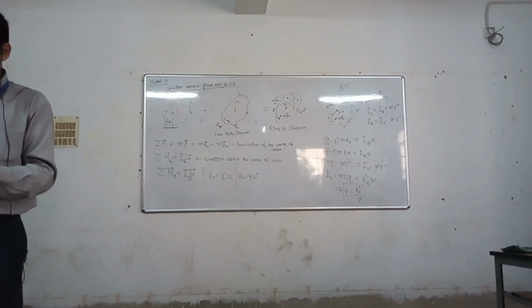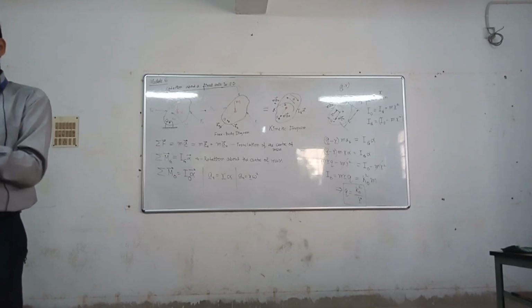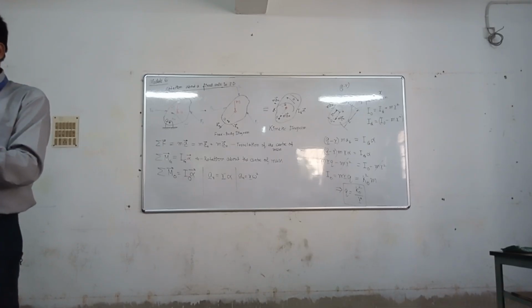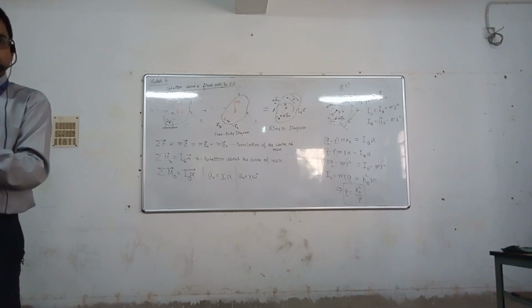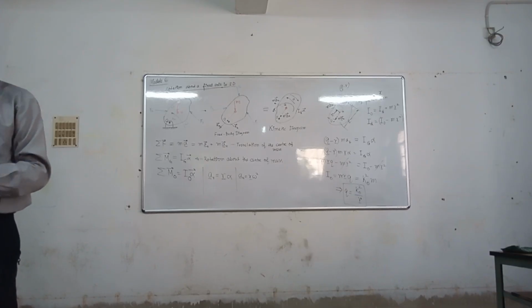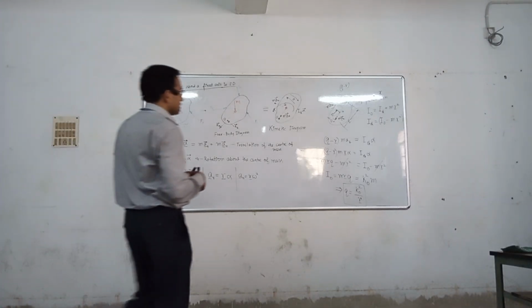So if I get only normal reaction, then I will just be holding it. But if I get tangential reaction, then my hand may be lifted, or my hand may be shifted. So that is the usefulness of the center of percussion.